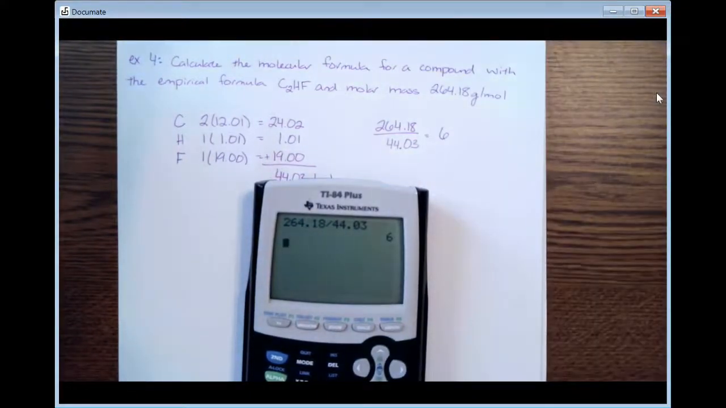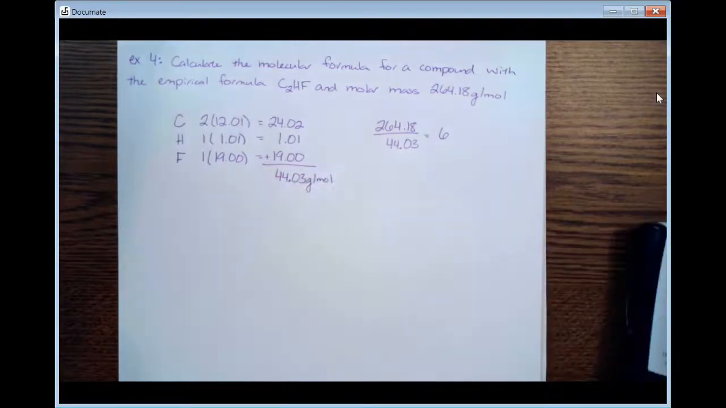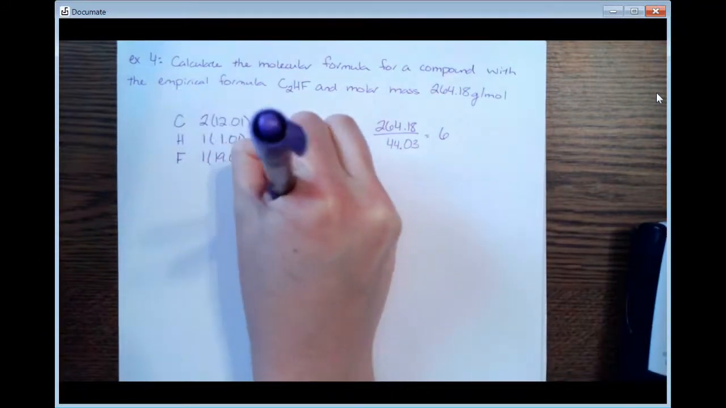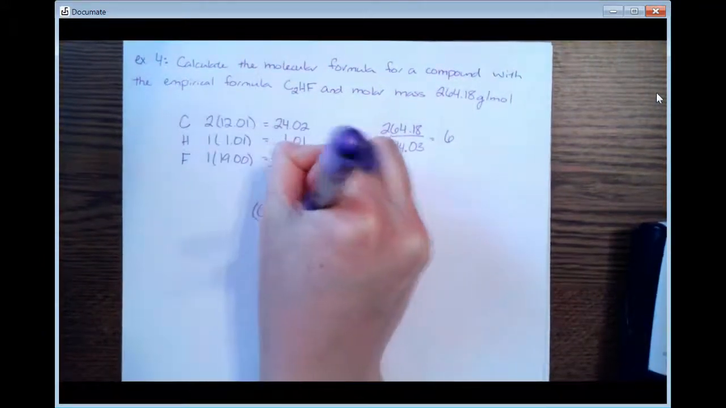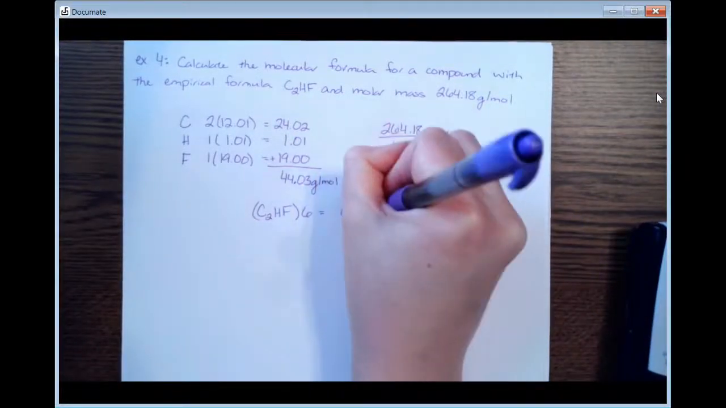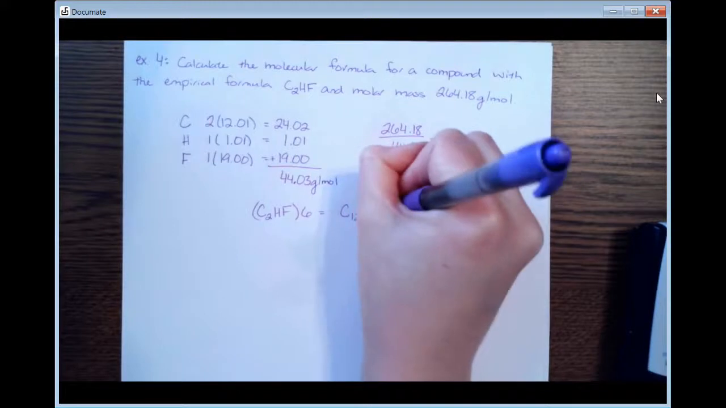Okay, so I'm going to go ahead and multiply my empirical formula by 6 to get my molecular formula. So C2HF, I'm going to multiply that by 6. So I'm going to get C12H6F6.